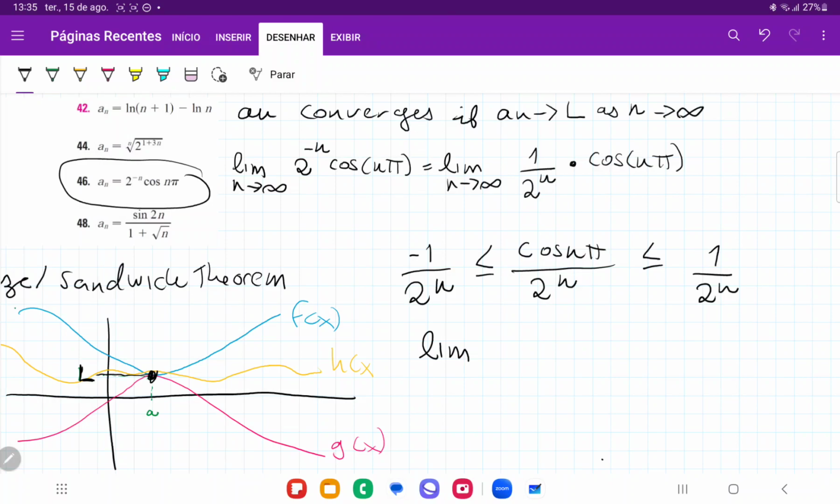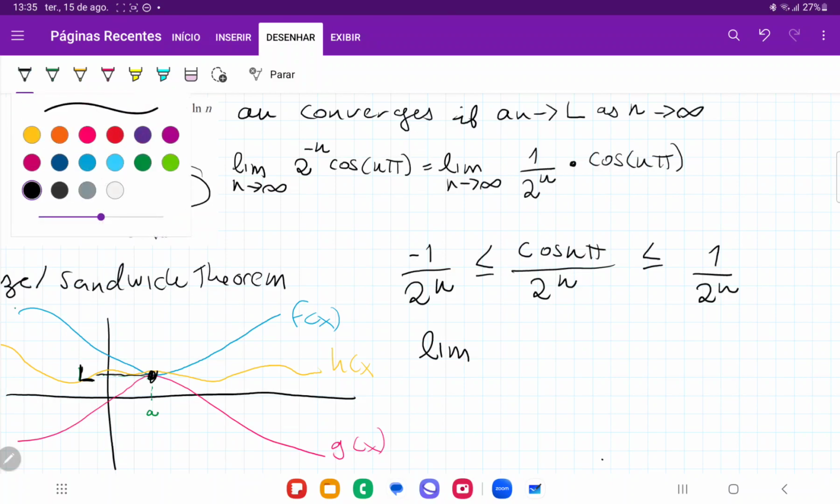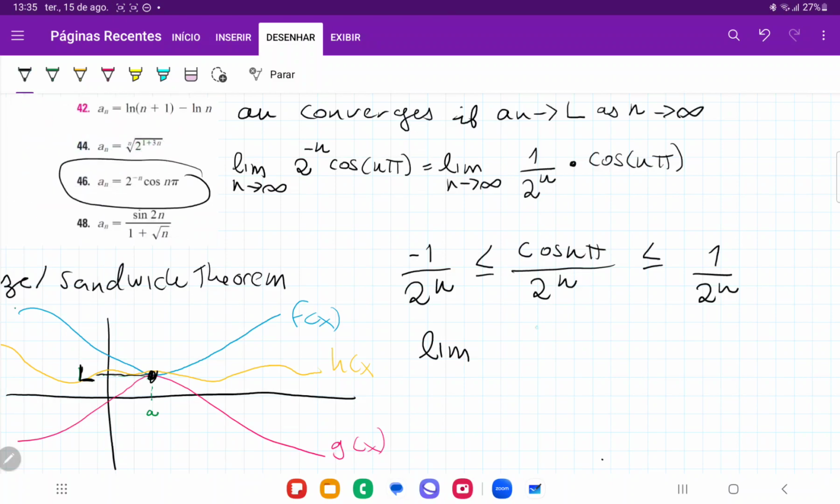Now we're going to take the limit of the outer sequences. The limit as n approaches infinity of 1 over 2^n: we've already shown that this is just 0, it's 1 divided by a very large number. And what about the limit as n approaches infinity of negative 1 over 2^n? Well, it's negative 1 divided by 2 to the power of infinity, so still negative 1 divided by infinity. It doesn't matter that it's negative.